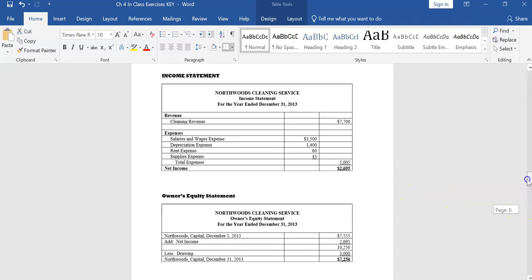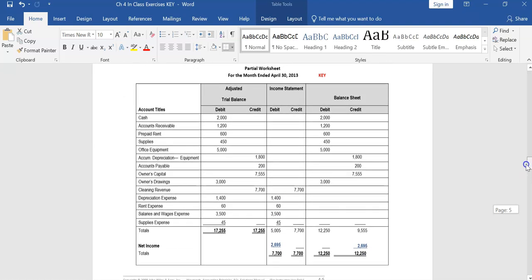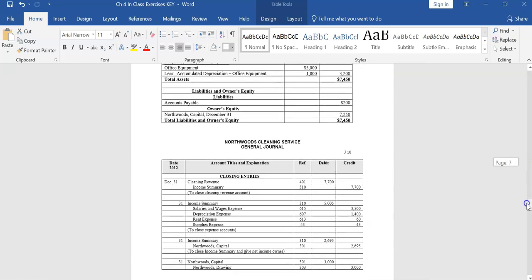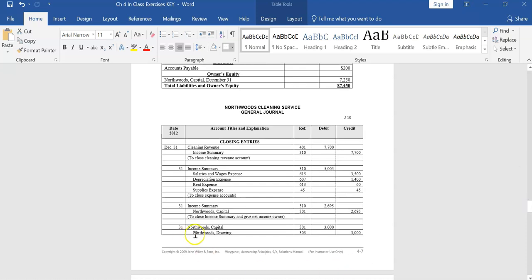Our last closing entry will close out the owner's drawings account. It has a debit balance in the general ledger. To close it out, we will credit the owner's drawing account and transfer the amount of the drawing directly into Northwood's capital by debiting capital, thus decreasing the capital account by the amount of the owner's drawings.